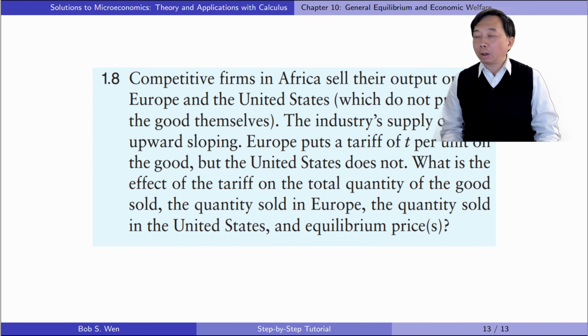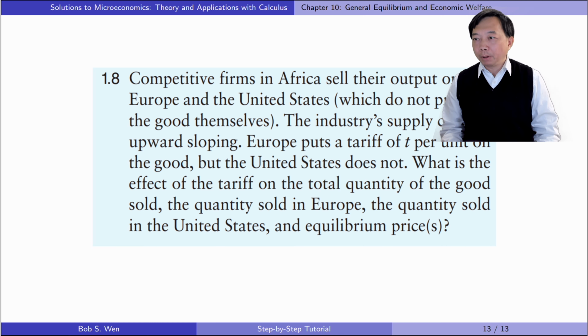Let's solve exercise 1.8. Competitive firms in Africa sell their output only in Europe and the United States. The industry's supply curve is upward sloping. Europe puts a tariff of T per unit on the good, but the United States does not. What is the effect of the tariff on the total quantity of the goods sold? The quantity sold in Europe, the quantity sold in the United States, and the equilibrium price.